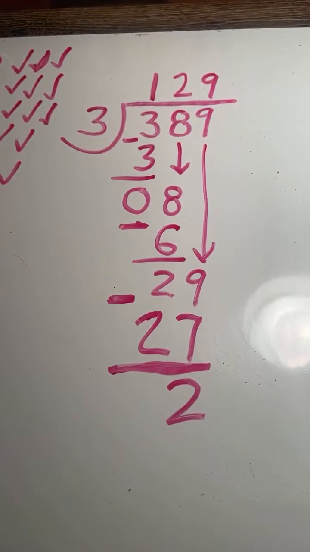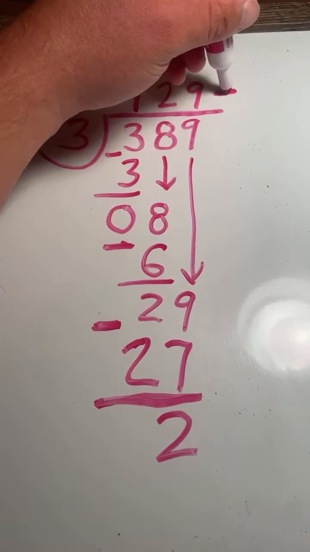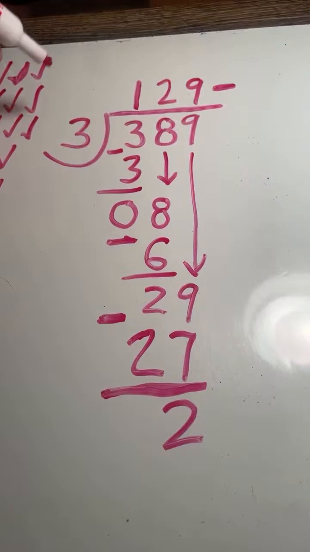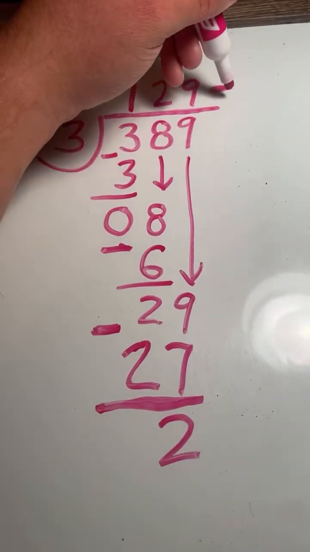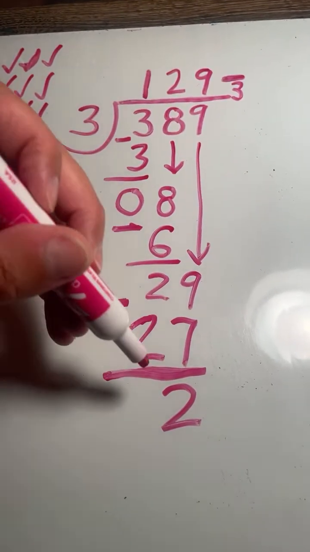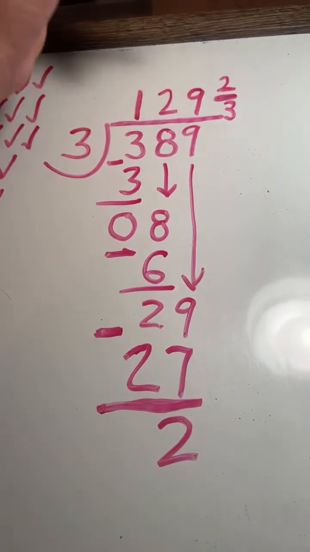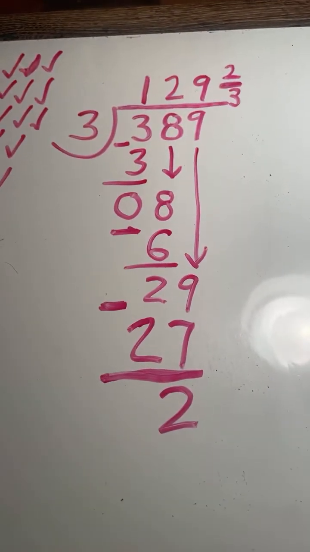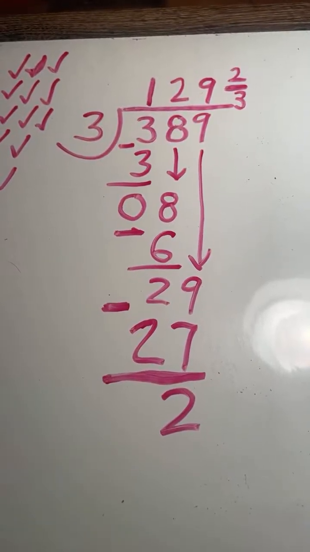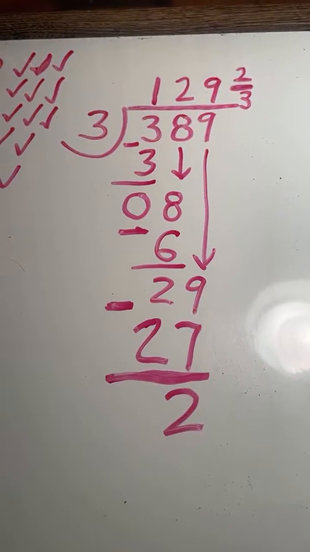So again, for a mixed number answer, I'm going to write a fraction next to our whole number here. The number we're dividing by is our denominator, so we're dividing by 3 for this problem, so 3 is our denominator. Our remainder is our numerator. What do we have a remainder of? We have a remainder of 2. So we have our final answer now, 389 divided by 3 equals 129 2/3.